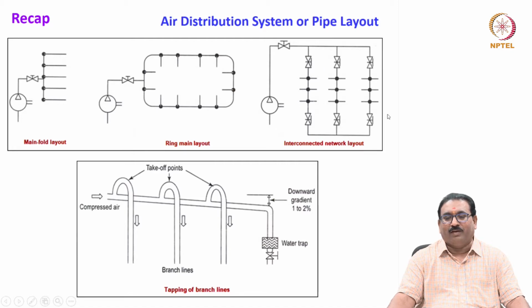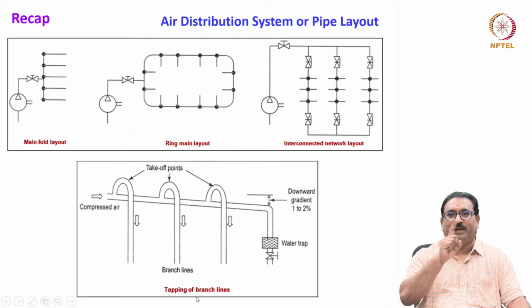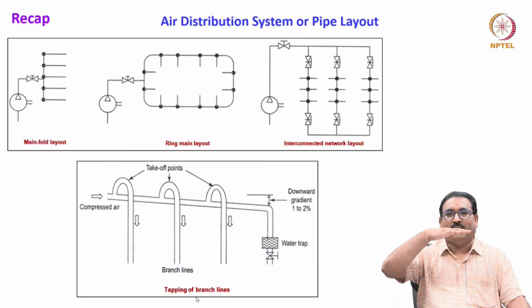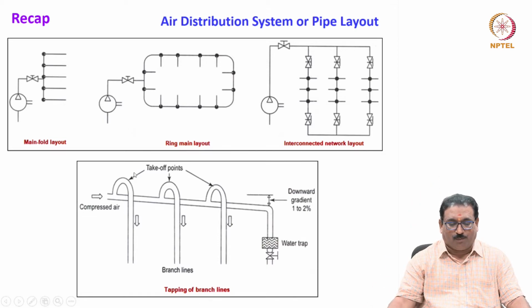Various branches, each branch is equipped with on-off valves. And these are the tapping points. Then also we have seen in the last class, you should not transport the compressed air in straight line pipes. Always it is inclined. Then air is tapped from the top. That's why it is called tapping points. You will see the tapping points from the top.